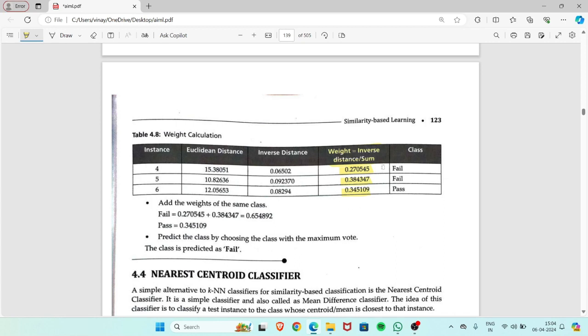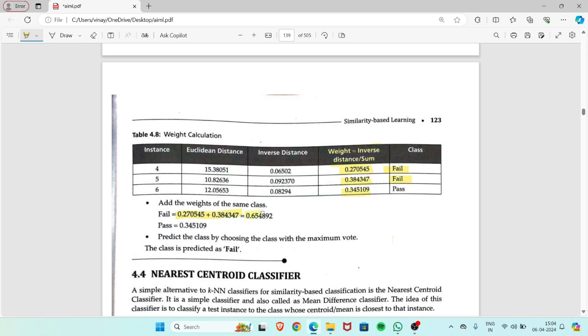After calculating all these weights, the classes which have the same value will be added up together. Like this, fail values will get added up together. So these two values are added and this pass value will remain like this only, because no other values are there, or else if it had existed, we would have added it.